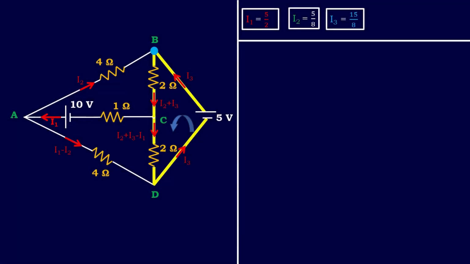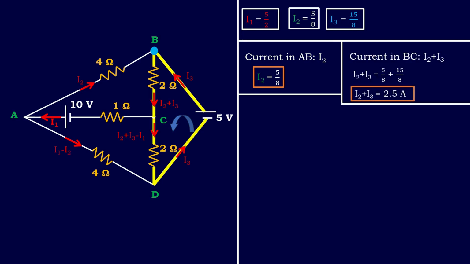Now let us start calculating the current in each limb. We know that the current in limb AB is I2. From our earlier calculation, I2 is equal to 5 by 8 ampere. The current in limb BC is I2 plus I3. This calculation is shown on the screen. After solving, the current in limb BC is equal to 2.5 ampere.